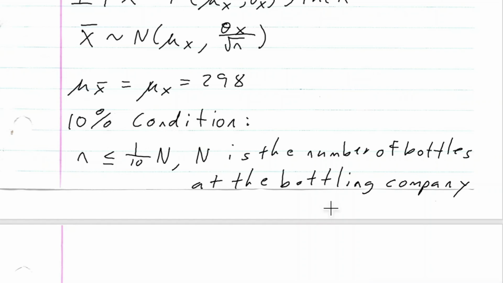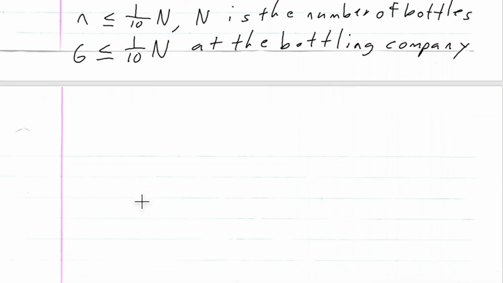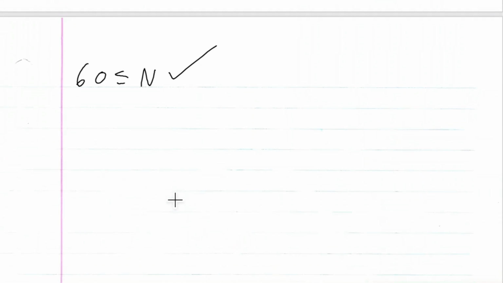All right, so we can pretty much see that this is going to work. We know n is 6, which is less than 1/10 of N. And if we were to multiply both sides by 10, this would be 60 is less than or equal to N. And I think it's safe to say that there are more than 60 bottles at the bottling company, right? So this works.